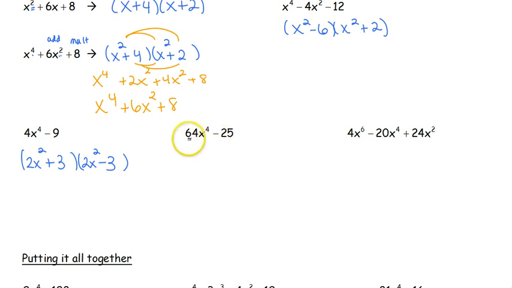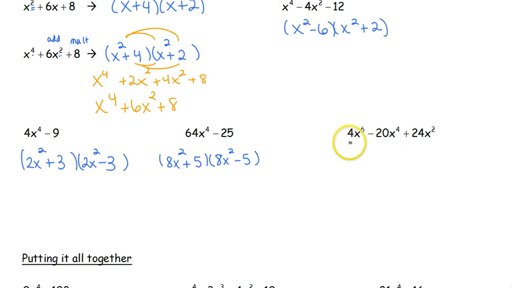Again, we've got subtraction. We've got two perfect squares. So we've got the difference of two squares here. The square root of 64x to the fourth is 8x squared. So those are my first terms. One's a plus, one's a minus. The square root of 25 is 5. Again, we make sure that we always look inside and see if we can factor as far as we can. We can't factor that anymore. We can't factor that anymore.